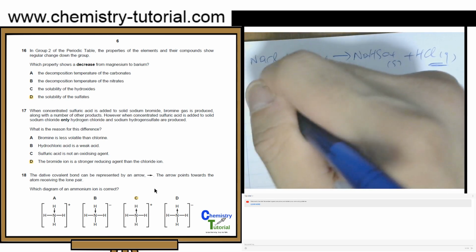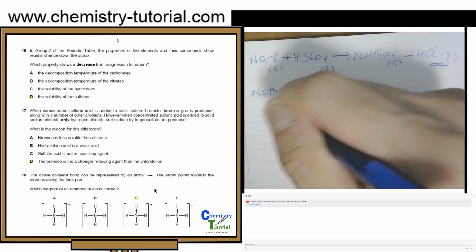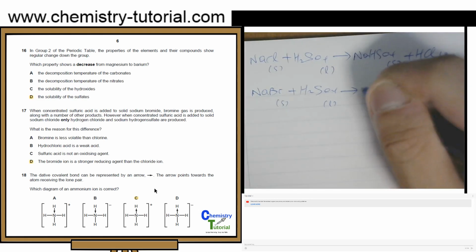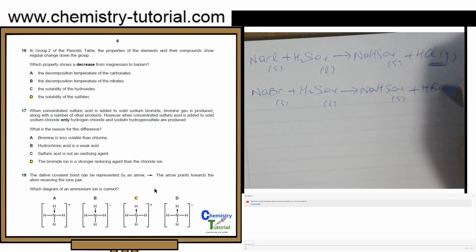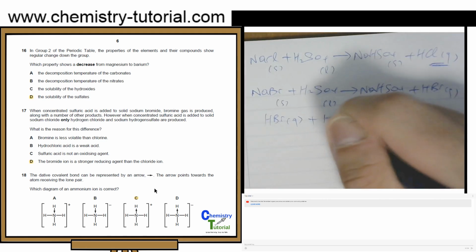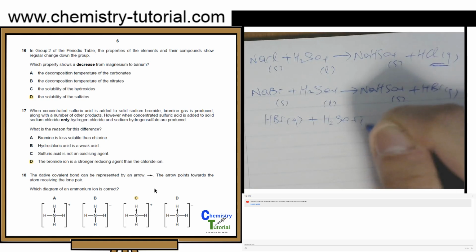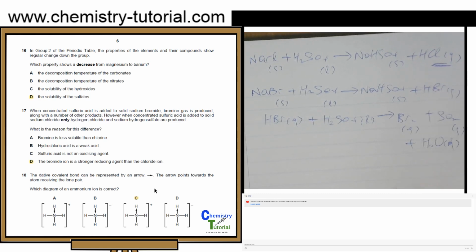If you use sodium bromide instead, what you have is simply this one first. This is your first step, right? Solid, liquid to give you NaHSO4 solid plus HBr gas. However, the HBr gas can further react with H2SO4 liquid to give you Br2 gas, bromine gas, plus SO2 gas, plus your H2O liquid or gas in this case, because it's highly exothermic, we're going to get steam.